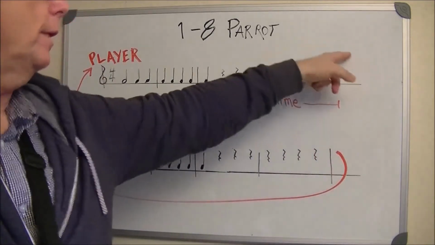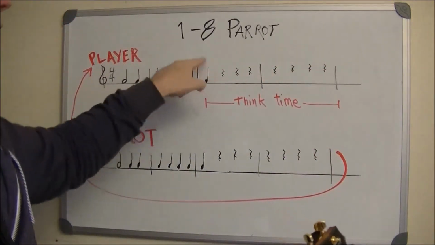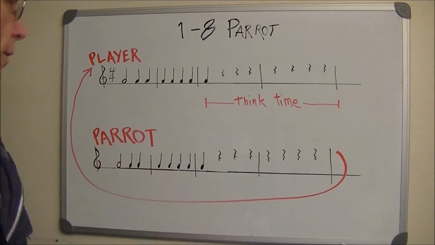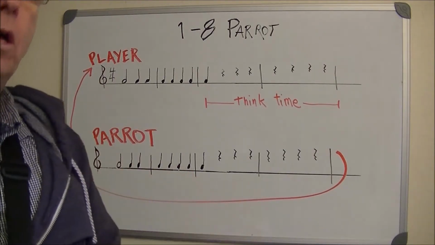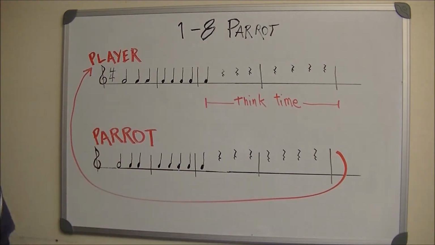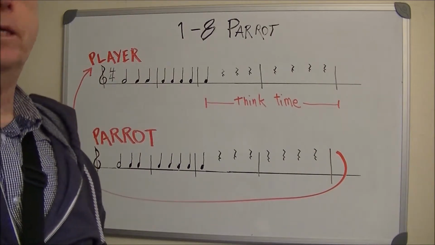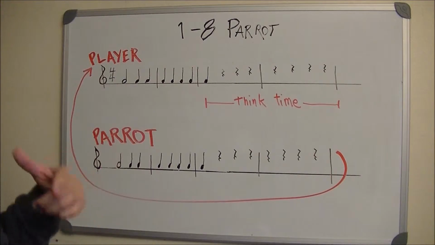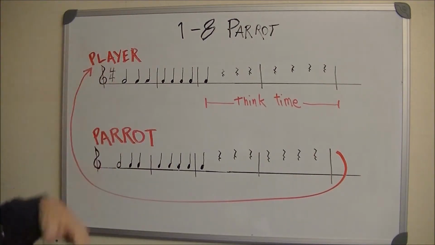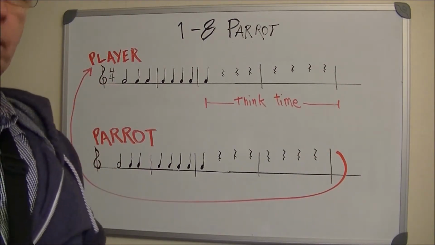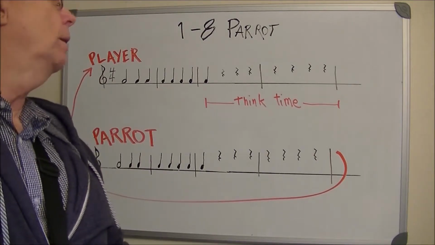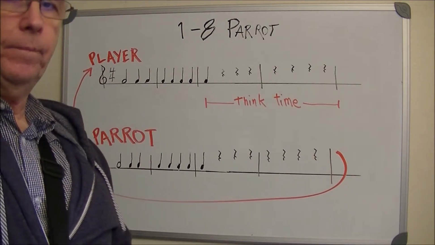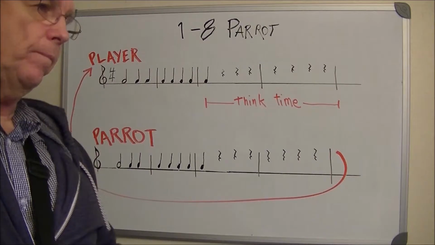That brings us to this point right here. And now it's the player's turn to come up with a new example, which you can read right off of 1-9. Or, if the player is an enterprising student, he or she can make up new rhythms that aren't in example 1-9. And that would be a good thing to do.